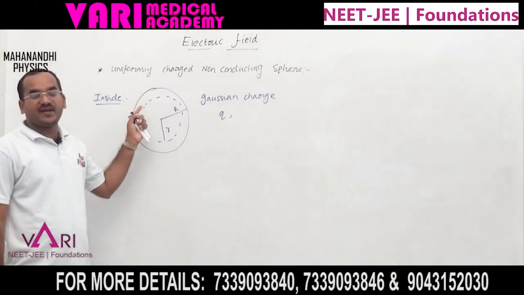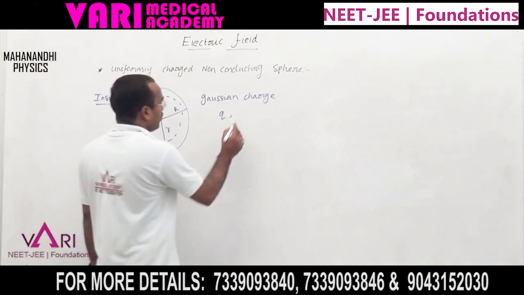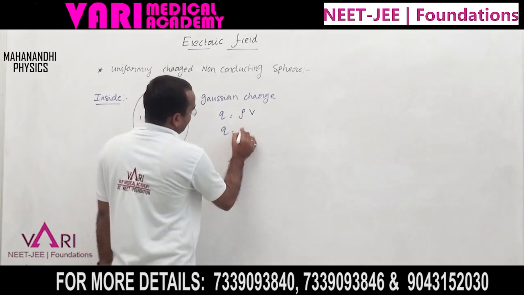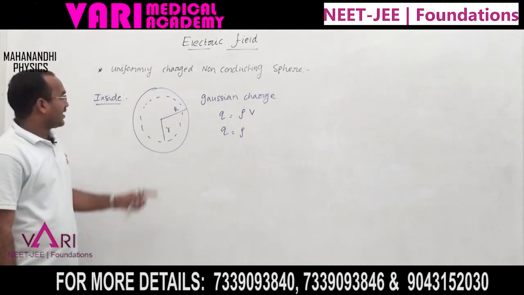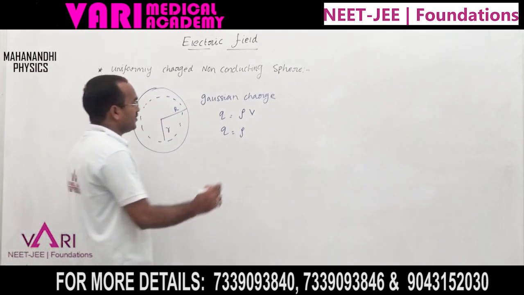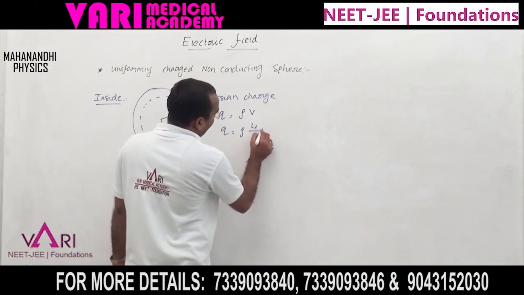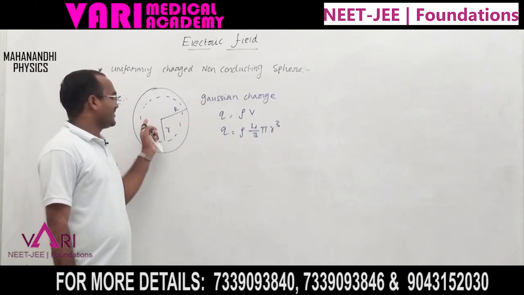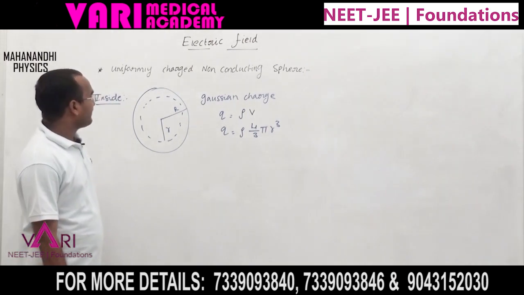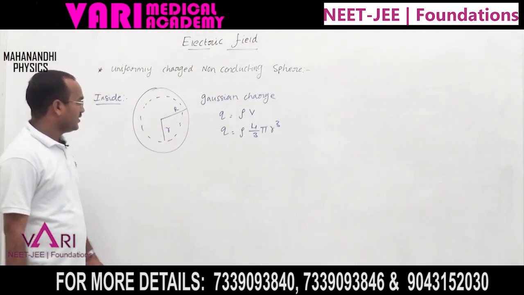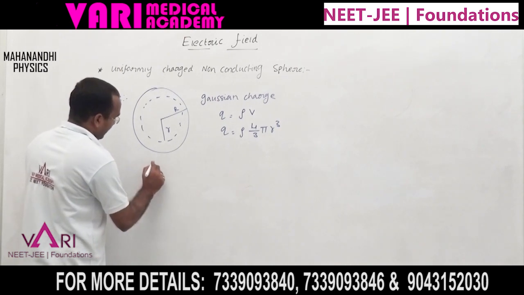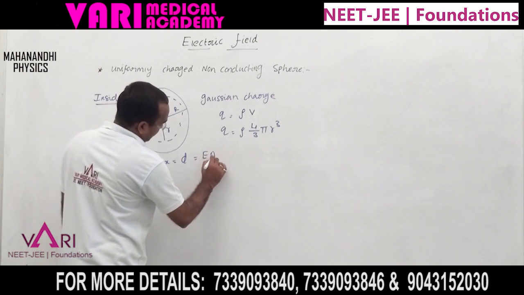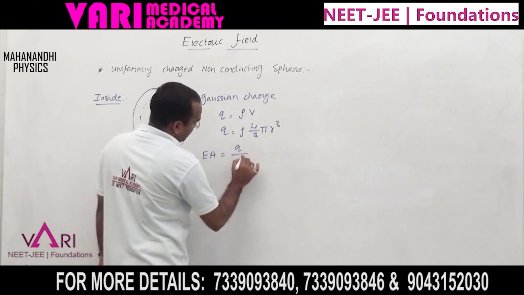For a solid sphere, the charge depends on the volume, so Q equals rho into volume. Rho is the density, and the volume of the Gaussian surface is 4 by 3 pi r cube. This is the charge of the Gaussian surface. To find the electric field of the Gaussian surface, the flux phi equals EA equals Q by epsilon naught.